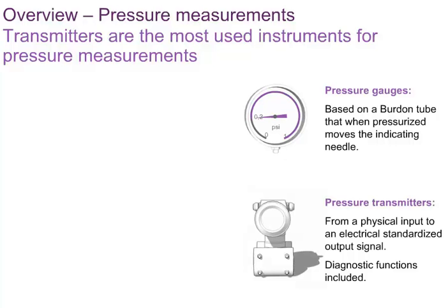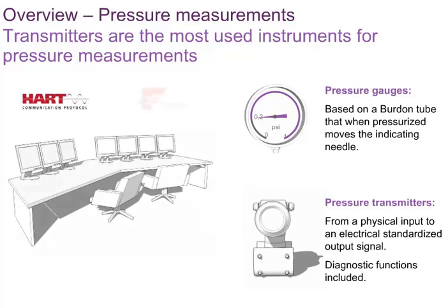to the control room as analog 4 to 20 milliamp and or in digital form according to different communication protocols. HART, Field Bus Foundation, Profibus PA, Modbus and wireless. More advanced pressure transmitters can also provide other diagnostic functions, which tell the working status of the transmitter.